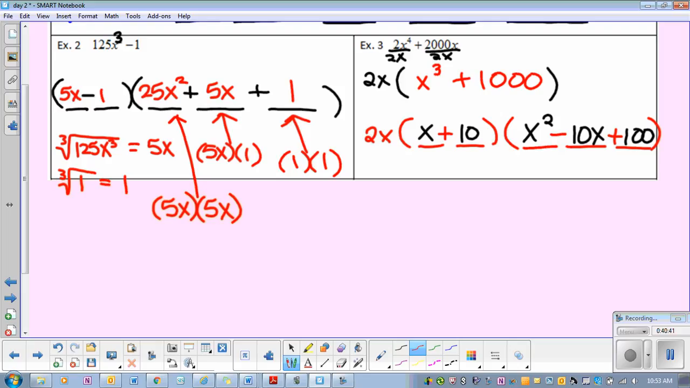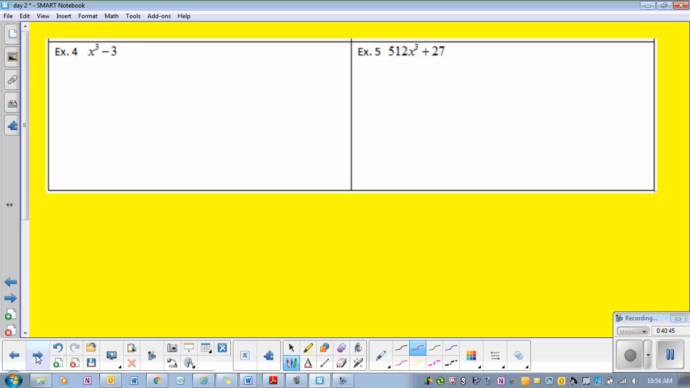Alright, so let's try the next two. Guys, x cubed minus 3. Is 3 a perfect cube? No, right? Is there a GCF? No? Can you do anything else with this? No, this is prime. Okay?